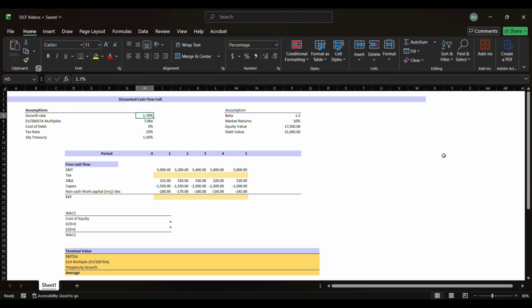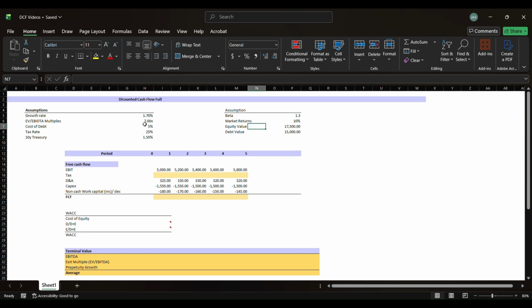So let's begin with the key assumptions used in this DCF model. On the left hand side, I take 5 important assumptions. First is the growth rate of 1.7%, which reflects a conservative long-term growth expectation. Second is the EV/EBITDA exit multiple, used at 7x, aligned with mature industry standards. Third is the cost of debt, assumed at 5%, and the corporate tax rate is 25%. Fifth important assumption for calculating the cost of equity is the risk-free rate, represented by the government treasury yield, at 1.5%.